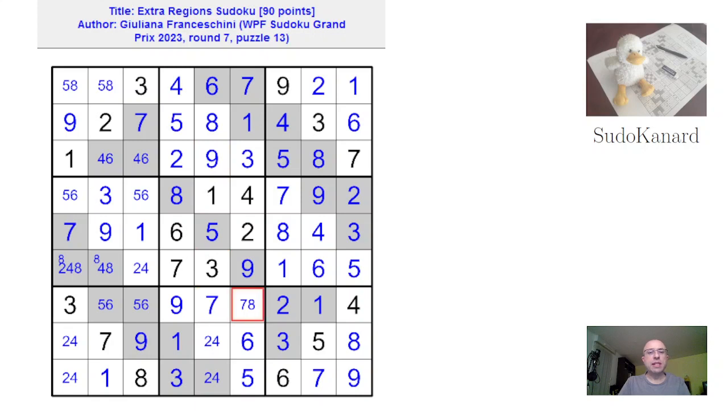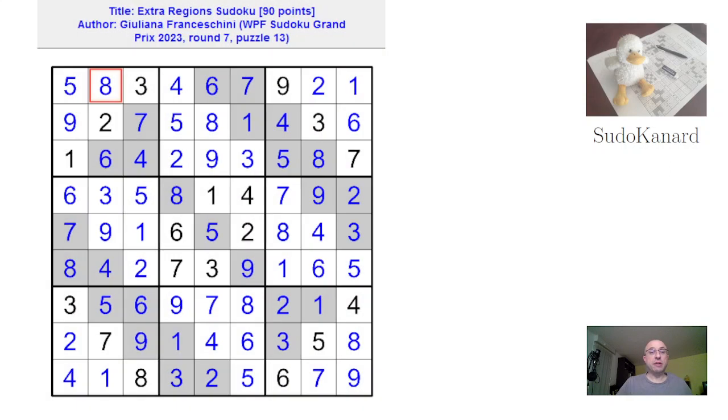This is now a 7, this is now an 8, and we're almost finished, but in this column I get a 5, 6 pair, so that this is a 4, that's a 6, that's a 2. Now the 2 in the extra region must be there. And the rest is just straightforward.